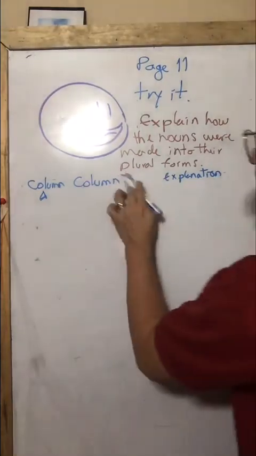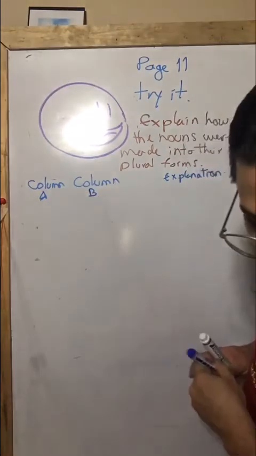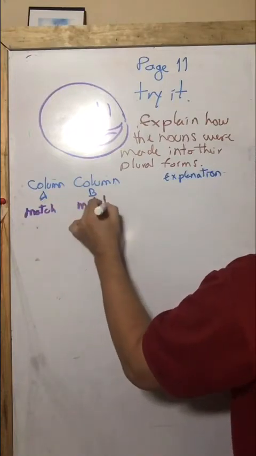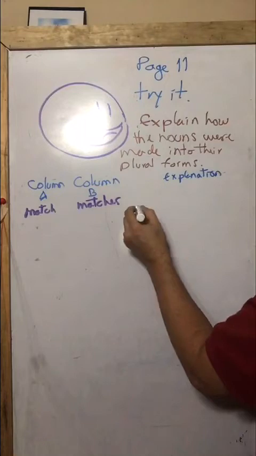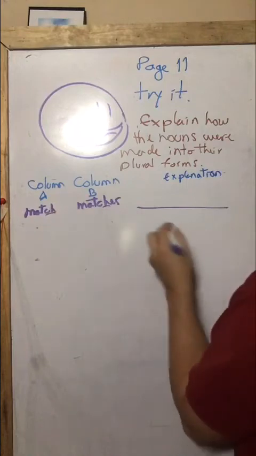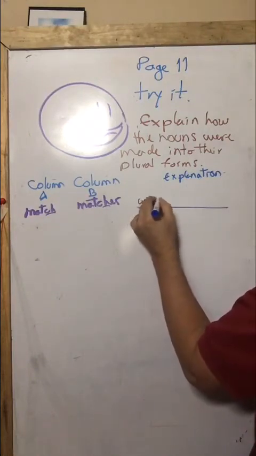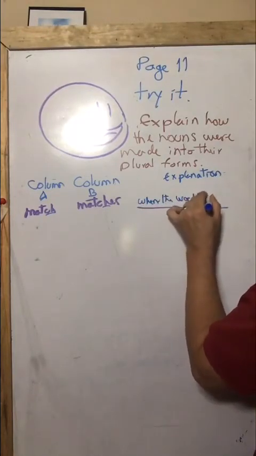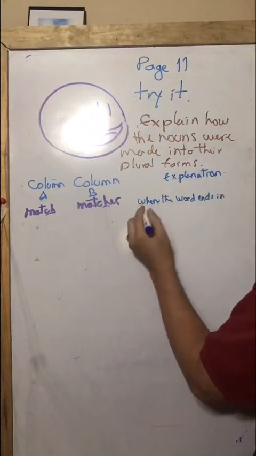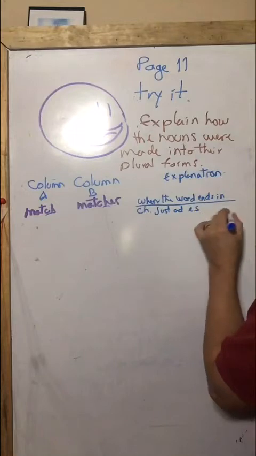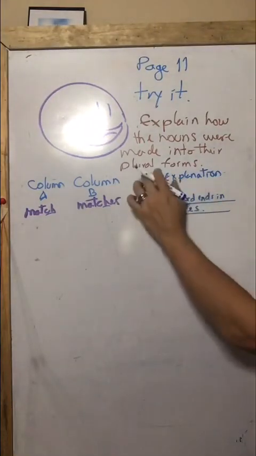Okay. So we have match and matches. So we have match, matches. Excellent. Now, what would be my explanation? How does it happen? As you can see, it applies the rule of CH. So we write in there, when the word ends in CH, just add ES, okay? And that's how you're explaining how you're making it into plural.